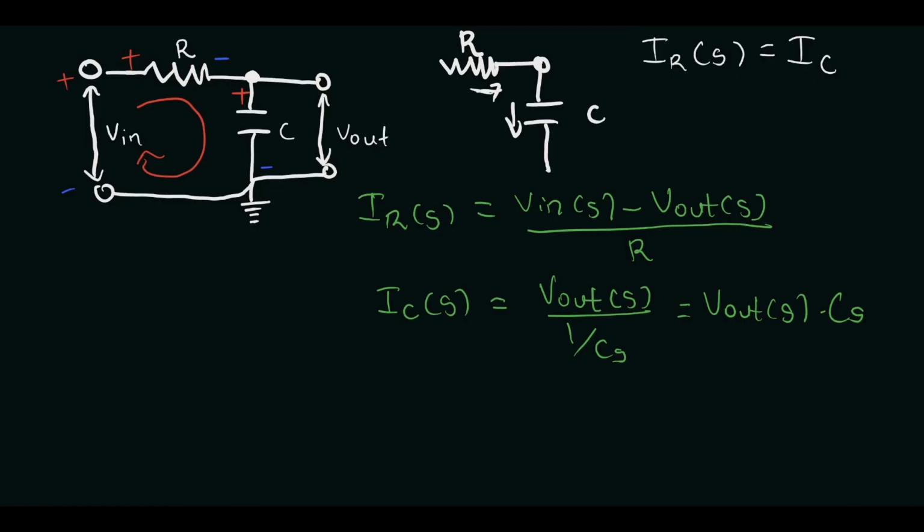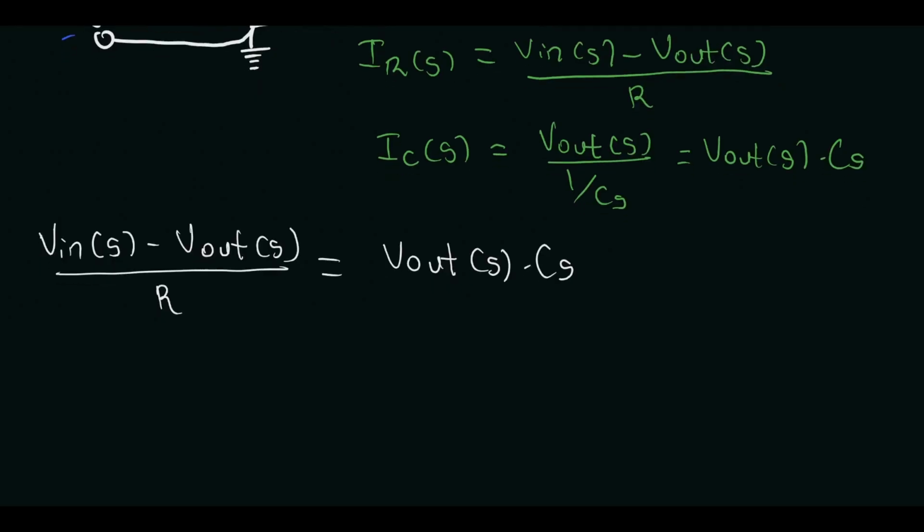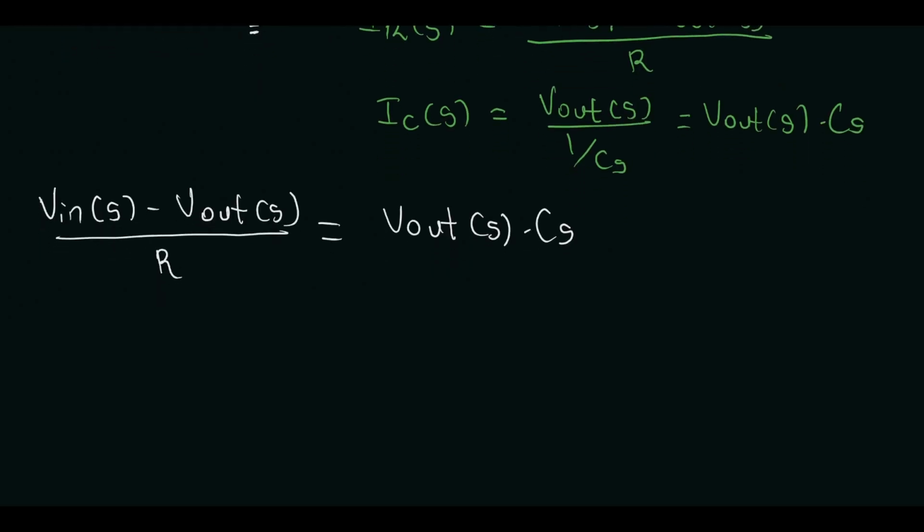So you have IR. What is your IR? V in minus V out over R equals to your V out S dot CS. So cross multiplying, when you cross multiply, you have your V in of S minus V out of S to be equals to your RCS dot V out.